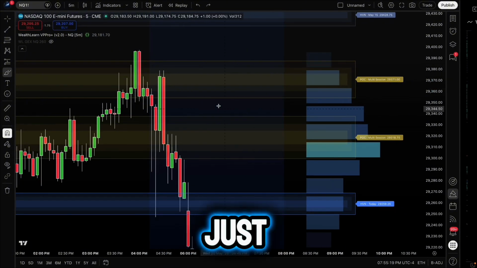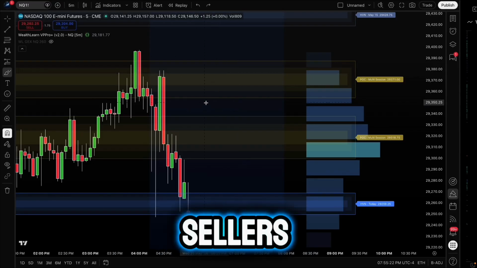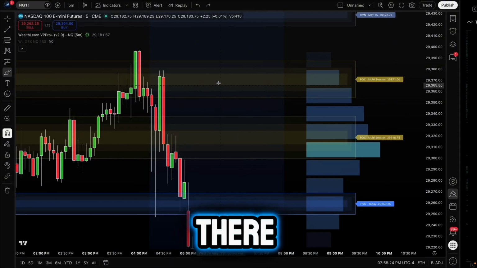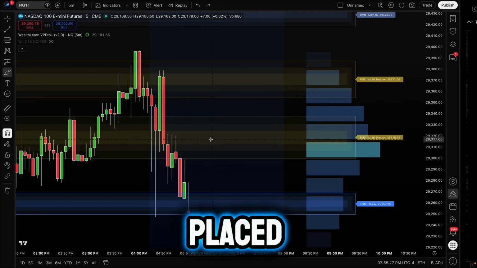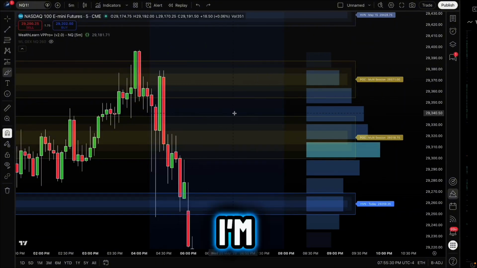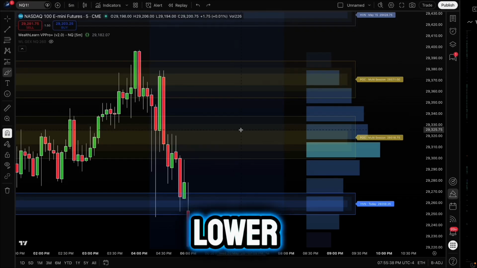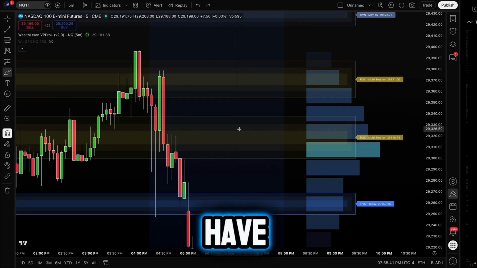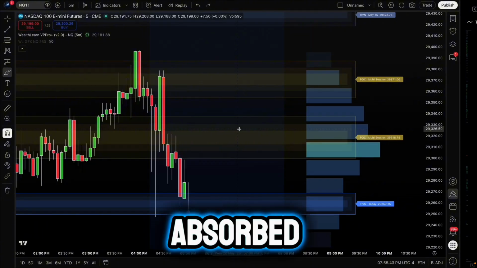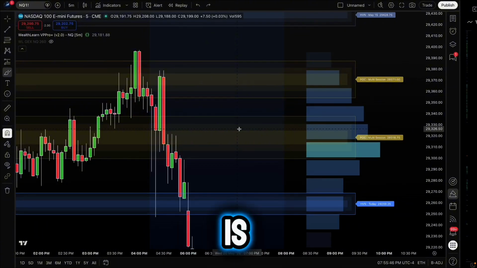Remember, these nodes just represent areas where buyers and sellers agreed upon fair transaction with one another. There wasn't much disagreement, and there was a lot of volume placed. Now, when price reaches these areas, I'm not just thinking whether it touched the level or not. I'm genuinely considering what happened. Did price try to move higher and fail? Did price try to move lower and fail? Did aggressive buyers or sellers actually have influence in the market's direction, or did they simply get absorbed, right? That reaction itself is what allows me to formulate and use my trade logic.